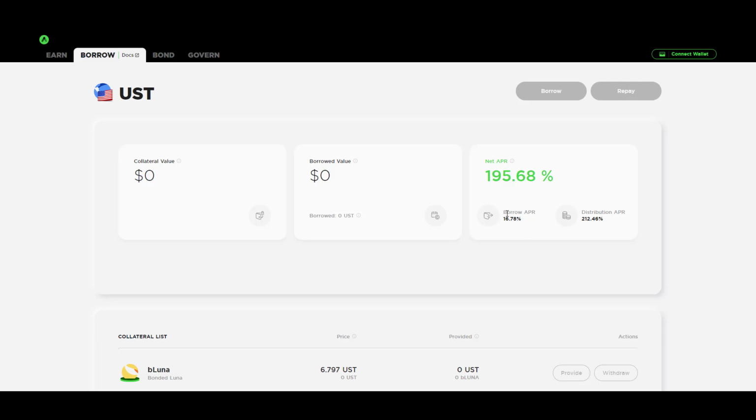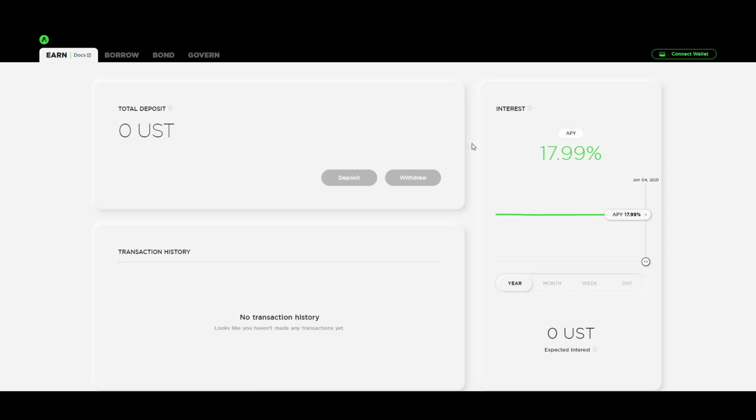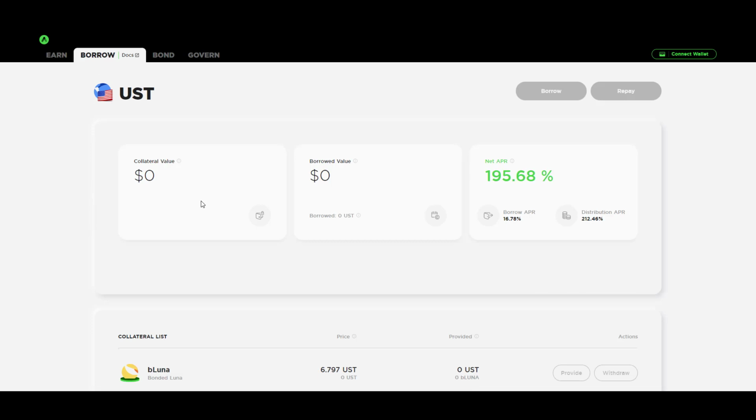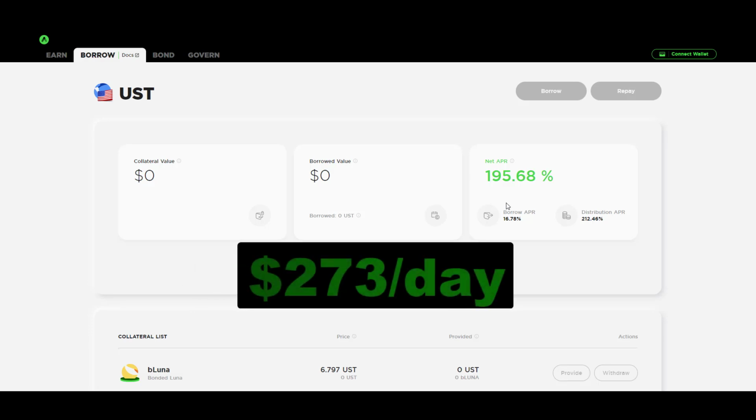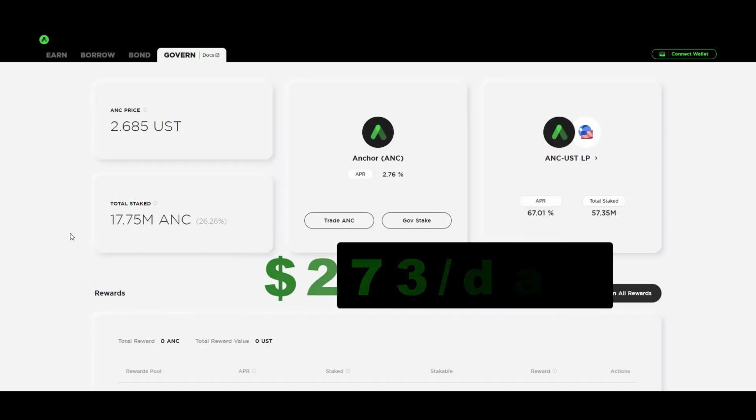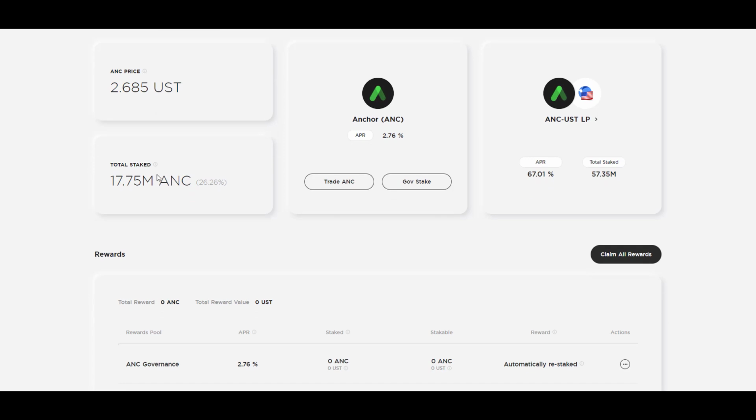And you can basically negate this APR that they're charging by taking your UST and depositing it here to earn an APY of almost 18%. And just to demonstrate how much you're going to be earning on a daily basis, if you were to borrow $50,000 against your collateral and you were getting an APR of roughly 200%, you'd be making $273 a day. But they're not going to be paying you in UST, they're going to be paying you in the ANC token.